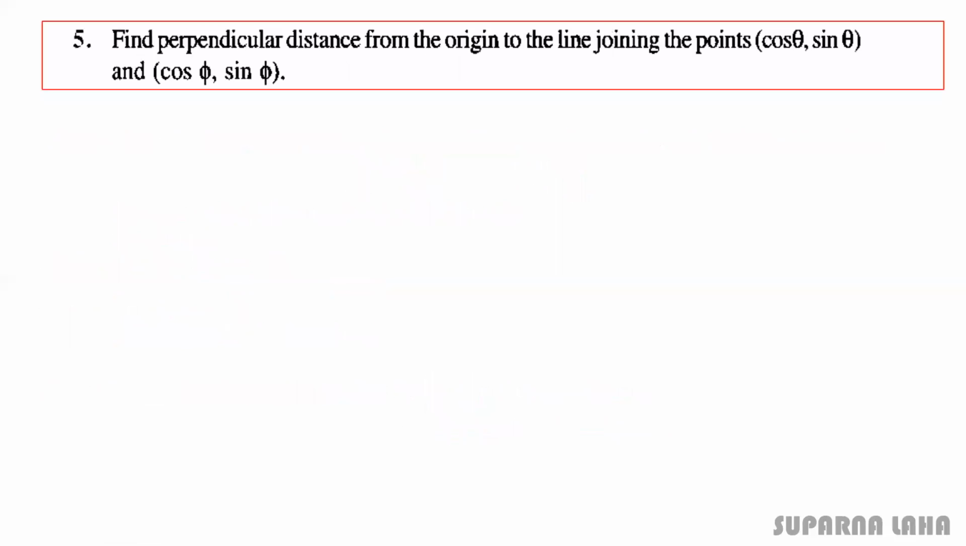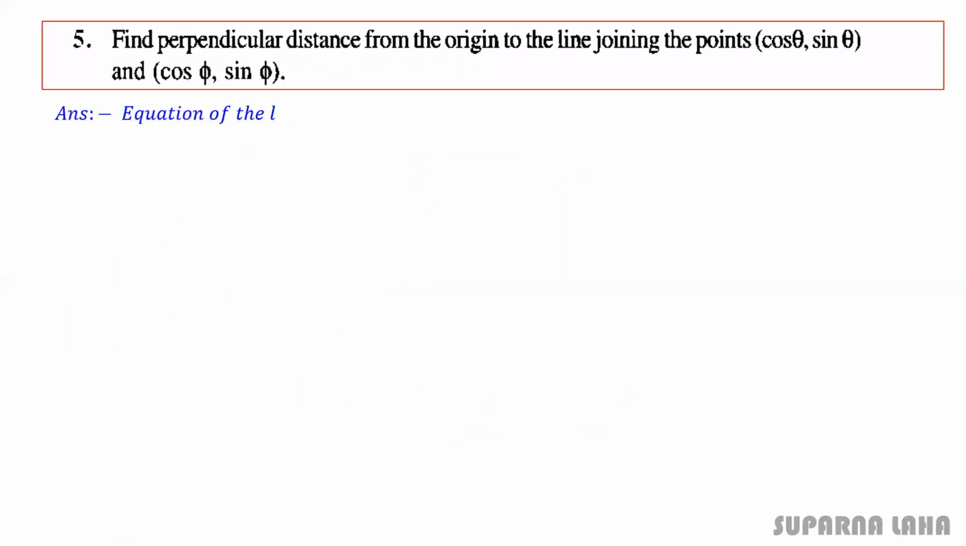Moving to the next question. Find the perpendicular distance from the origin to the line joining these points: cos theta comma sin theta, first point, and second point is cos phi comma sin phi. So first of all, tell me the equation of the line passing through these two points. Then we will apply the distance formula.